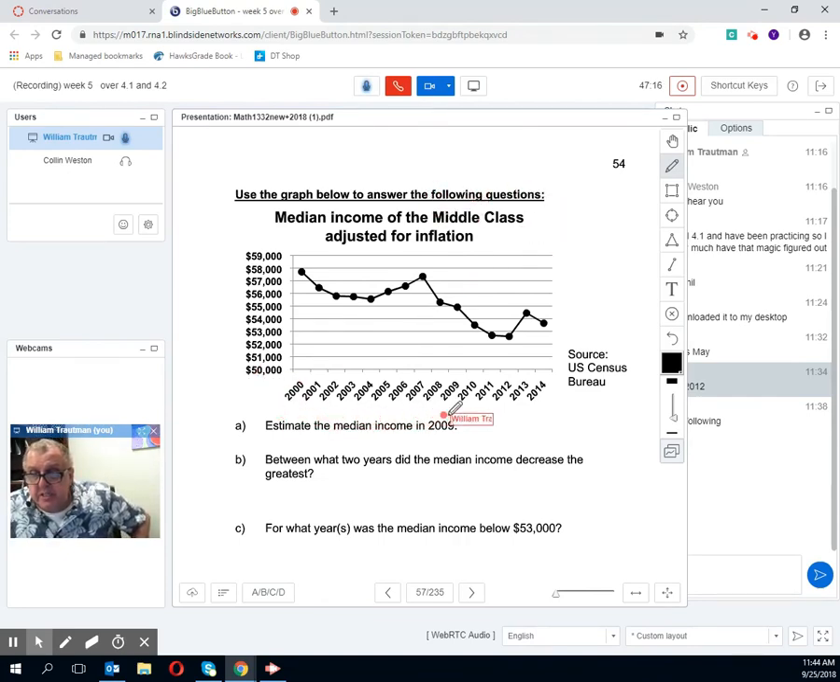Estimate the median income in 2009. Well, here's 2009. 1, 2, 3, 4, 5, 6, 7, 8, 9. I'm assuming that's 9, right? Wait, no, this is 2000. So 2001 is here. 2009, if I go straight up, there is a dot right there. So the estimation for 2009 is about 55,000.